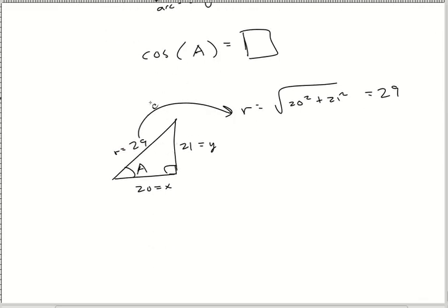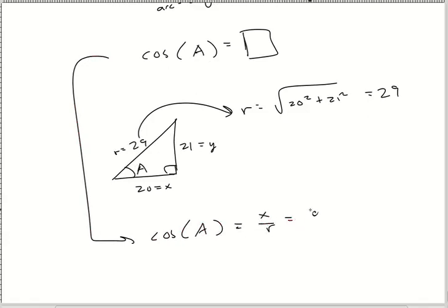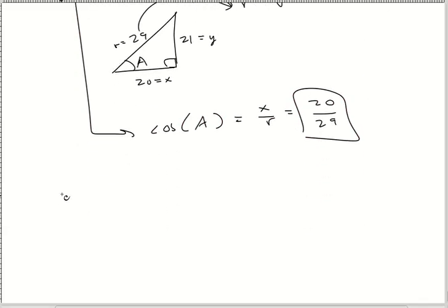Okay. Well, my answer, rewriting it, what am I looking for? Cosine of A. Cosine is x over r. Well, I have that. I got 20. I got 29. There's your answer. You're done. Let's do all this over again.